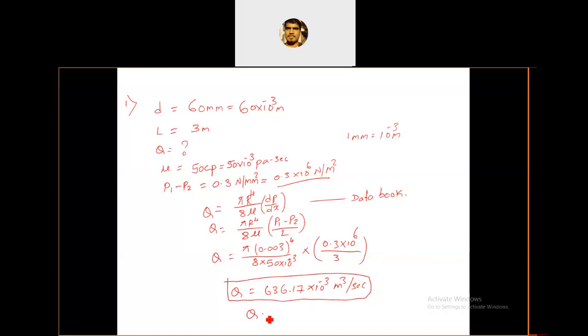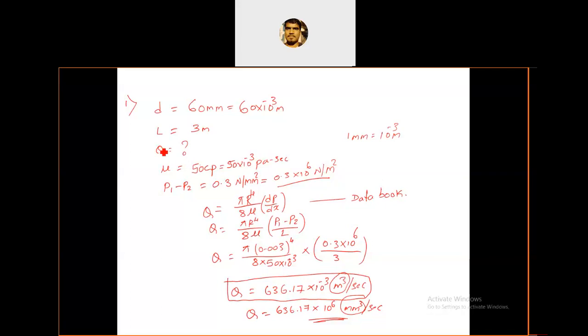If it is in terms of millimeter, then it is 636.17 into 10 raised to 6 millimeter cube per second. This is in terms of millimeter and the other is in terms of meter. This is how you have to solve the problem.